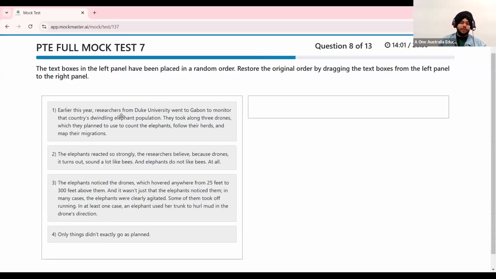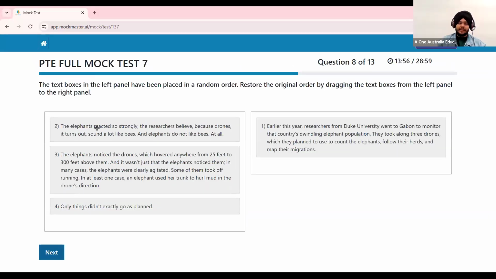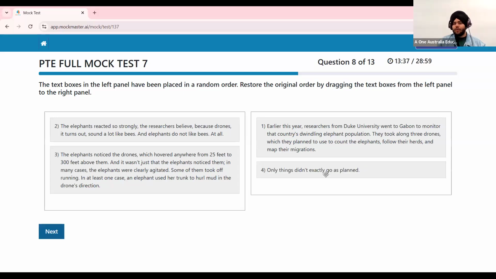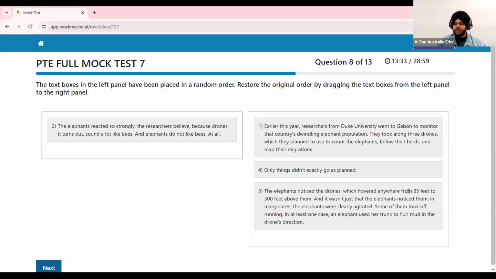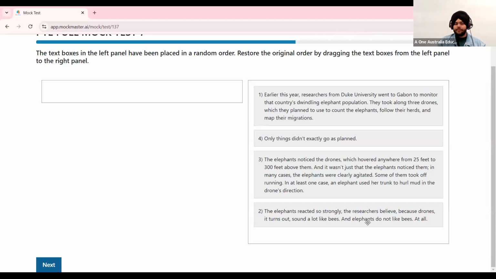Okay. Now for the next one, earlier this year can be. The elephants reacted so strongly. So something happened. That's why the elephants reacted. Only things didn't go exactly as planned. So the elephant noticed the drones. Let's say they took along 3 drones, which they planned to use to count the elephants. Only things didn't go exactly as planned. The elephants noticed the drones, which hovered anywhere. The elephants reacted so strongly.